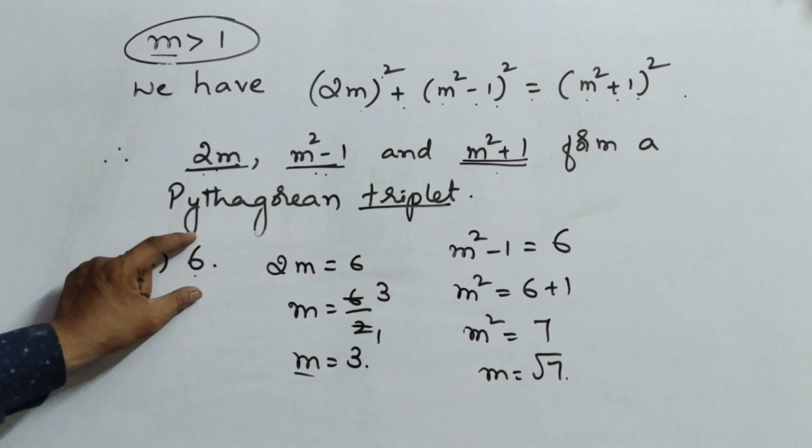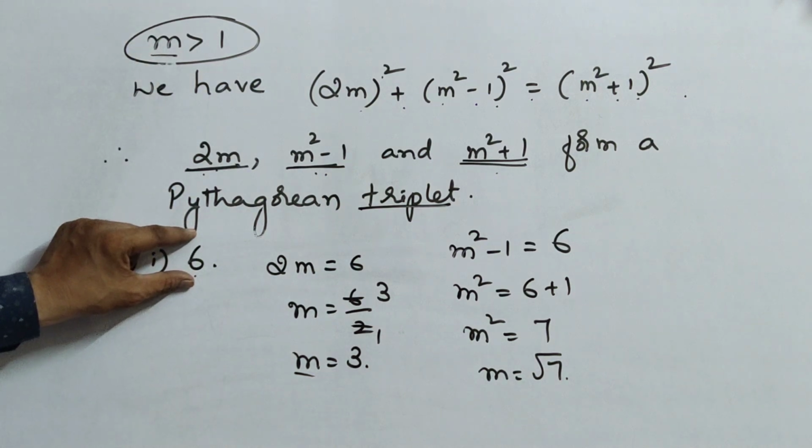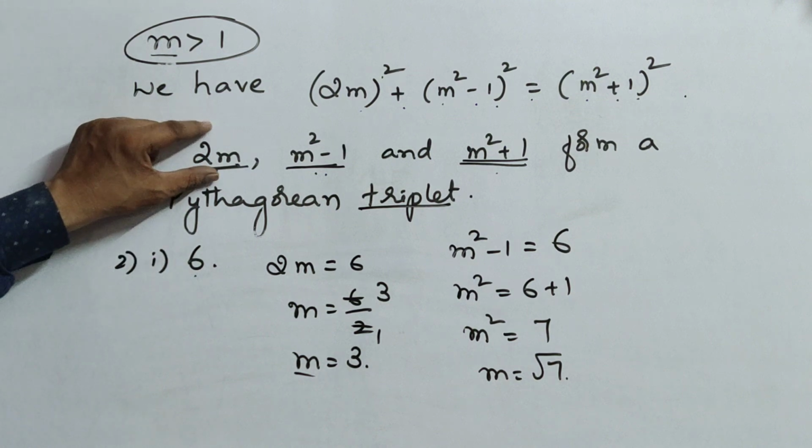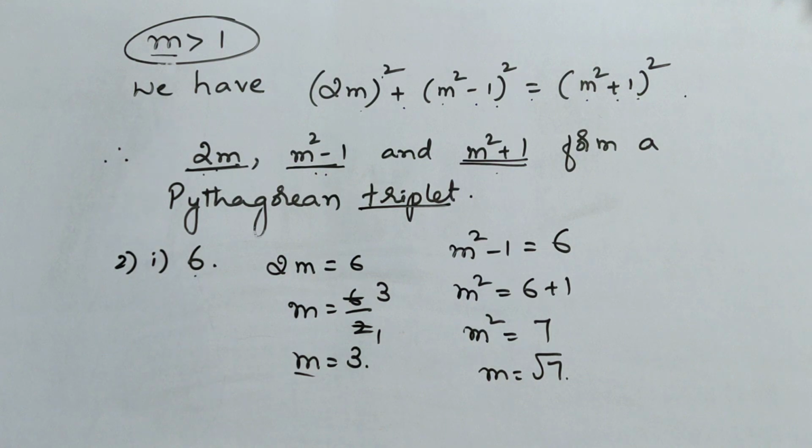So that's why always take the given value as 2m only. The given value 6, or whatever it may be, you take it as 2m. Then we'll get the others very easily. Okay, now I am doing the problem. Now we'll understand more clearly.